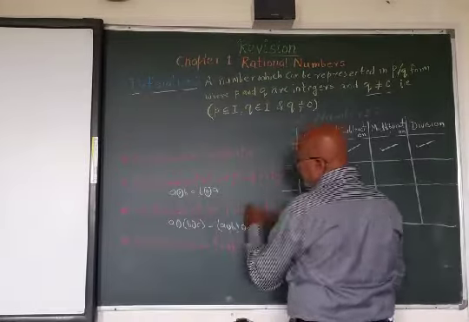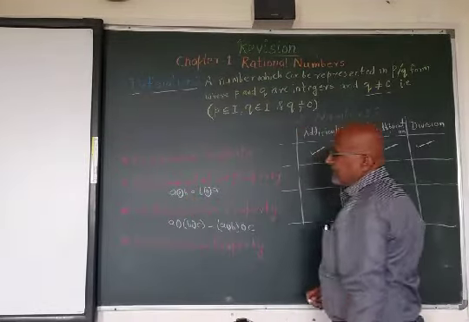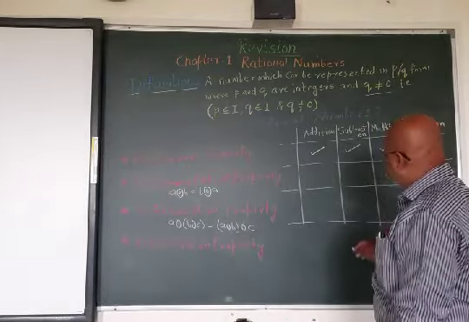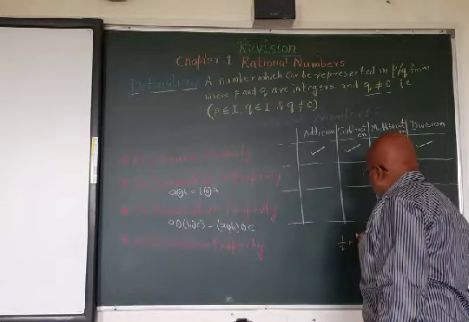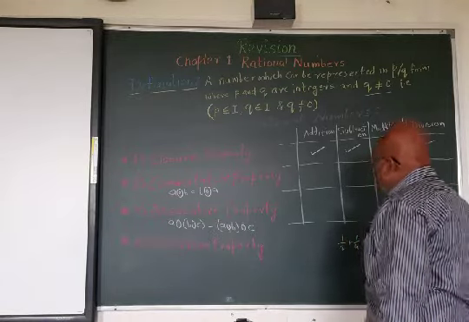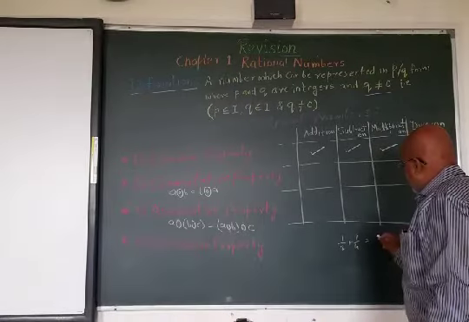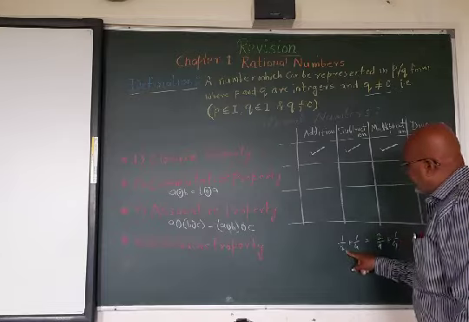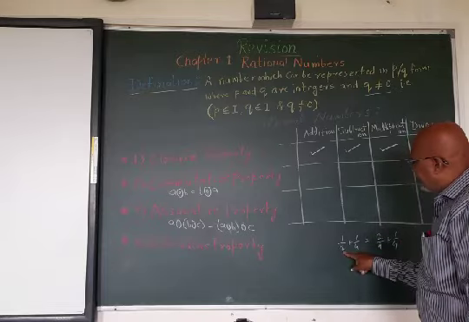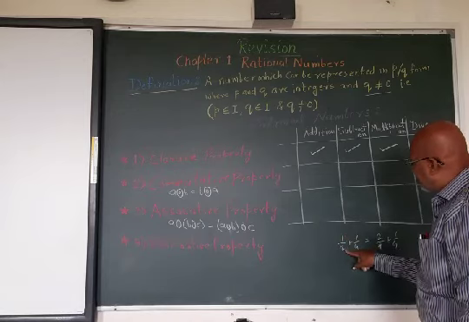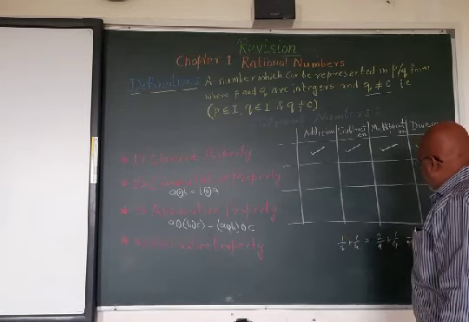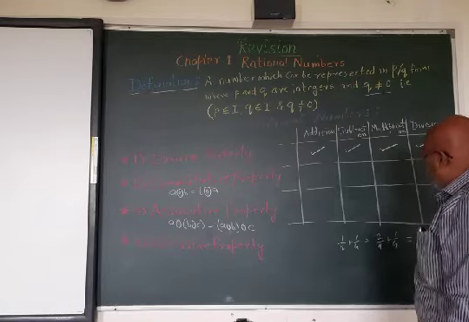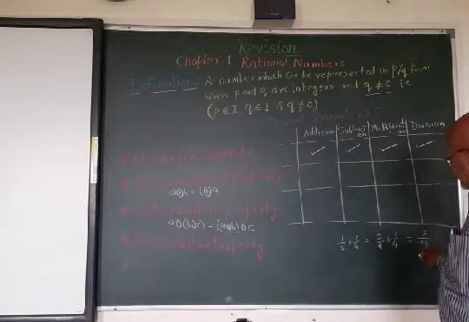Now here in addition, when we add a plus b, for example, 1 by 2 and 1 by 4. When we add 1 by 2 plus 1 by 4, what is the result? We get 2 by 4 plus 1 by 4. Why? Because we have to make the denominator the same. So 2 into 2 is 4. That will give you 2 plus 1 is 3 upon 4. It means that when this is added, we get this.